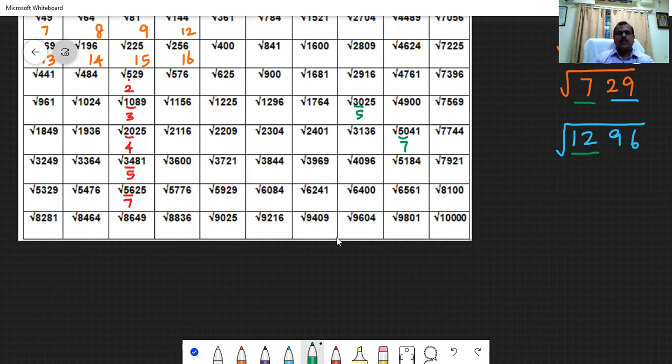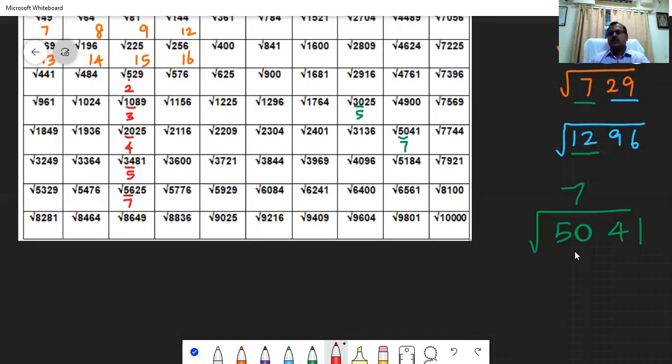Now I am going to do some problems, and I will explain how to do it. The number is 5041. The first part is 50, and 7 sevens are 49. What is the square of 7? 49. Subtract 49 from 50. How much do you have? 1. That 1 you should write in front of the next digit. That is a very, very important thing.